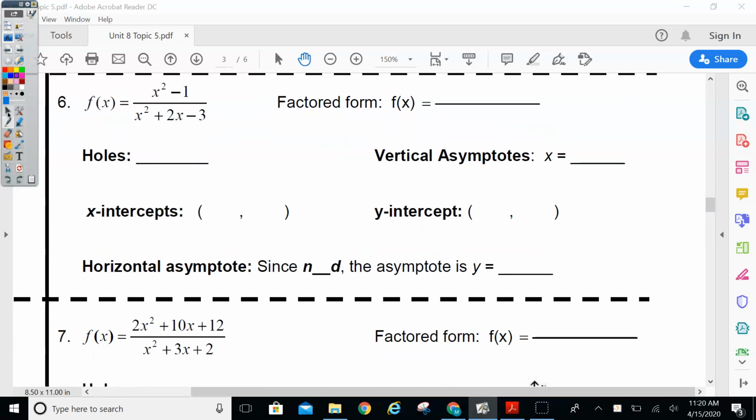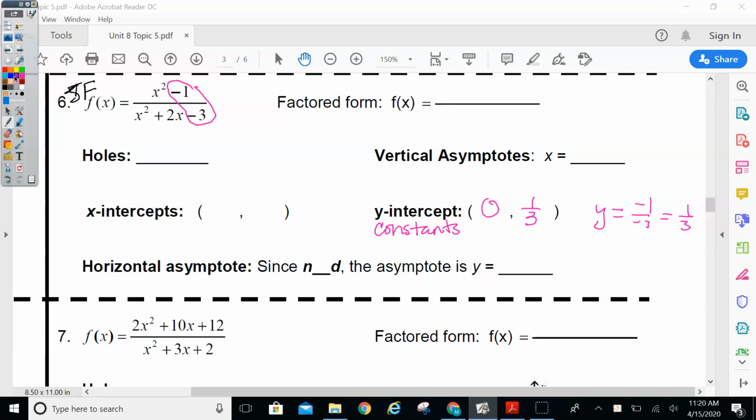So again, standard form I give you. From standard form, you can get the y-intercept, which are the constants. Looking at the constants, we have -1 and -3. -1 over -3 is just +1/3. So write it as (0, 1/3).